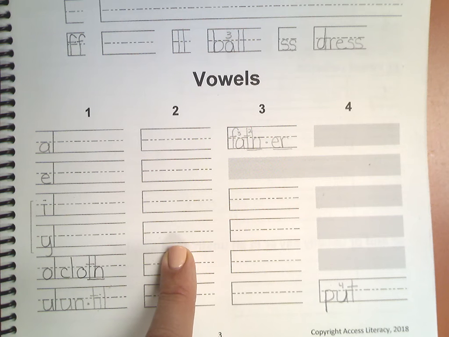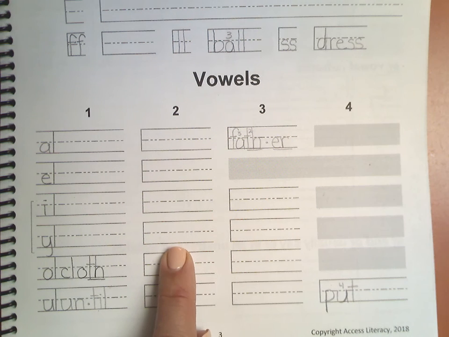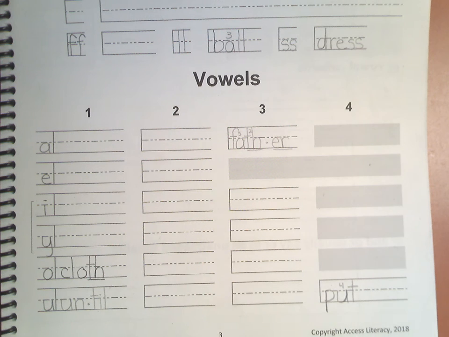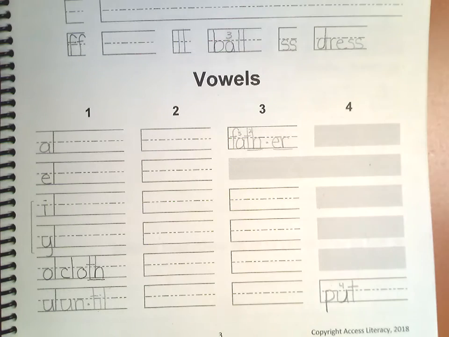guy. Class, which G do we use in guy? Good, G, 2-letter G, always followed by a vowel. So go ahead and write and mark guy right here. And then let's check it. All right, make sure yours looks like that. And then that is it for page 3 today.